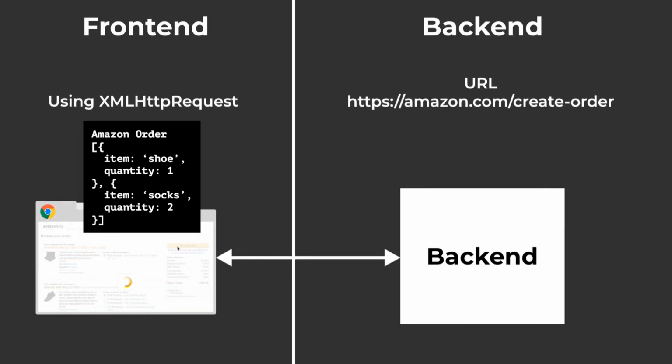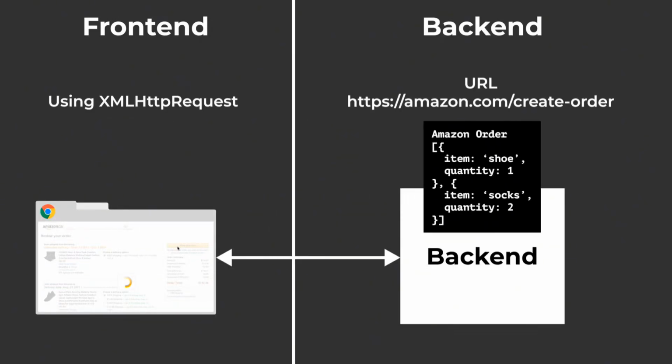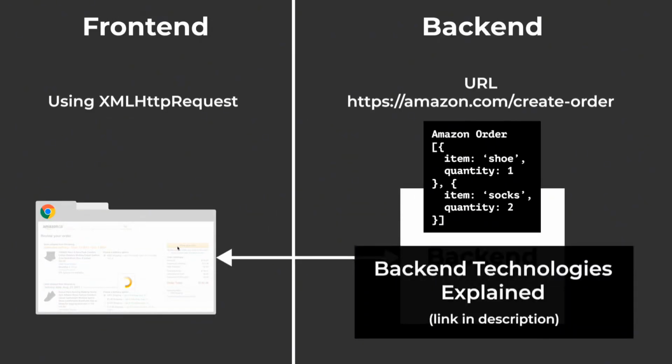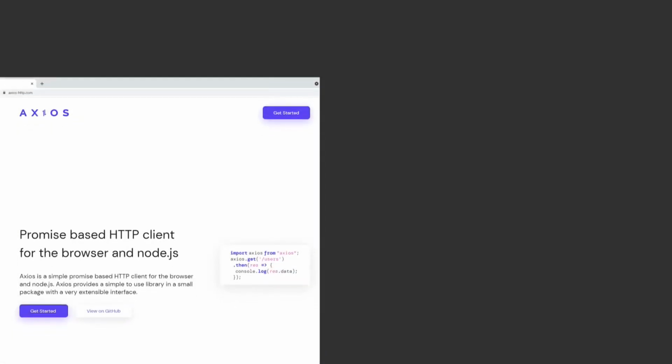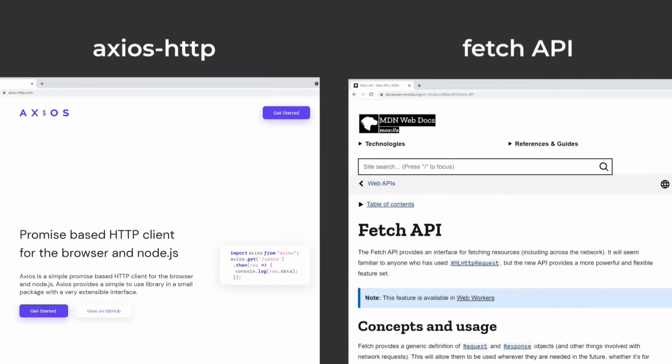On the other side, Amazon's backend is listening for these messages sent to this URL, and that's how they get our order. We're going to talk more about this process in our backend video that you can find in the description. Over the years, we've improved on XML HTTP request, and these days we use tools like Axios or Fetch to send messages to the backend.